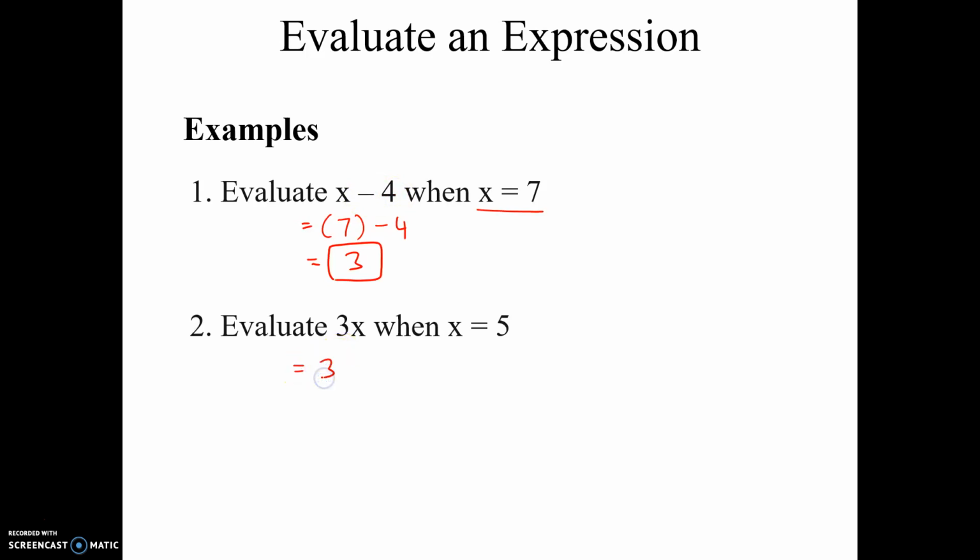Next, let's evaluate 3x when x equals 5. So once again, 3 is a constant, which means it's not going to change. It's always going to be 3, but x can change. In this case, x is 5. When there's no operation in between, the operation is assumed to be multiplication. So let's replace the x with parentheses, and in the parentheses, we will put the value of x, which is 5, and 3 times 5 is 15.